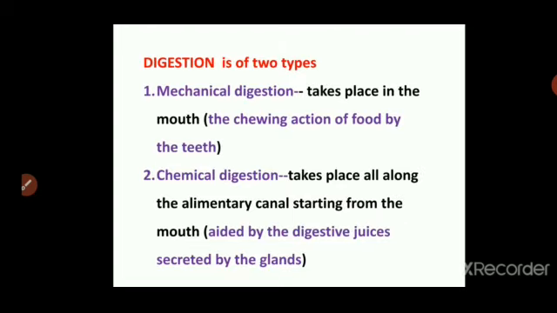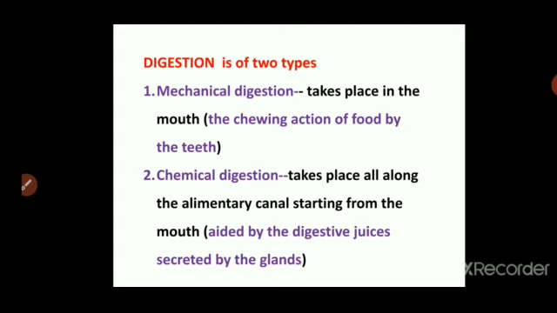Now moving further. The digestion process is divided into two categories. One is mechanical digestion and the other is chemical digestion. Mechanical digestion is the digestion that takes place in the mouth, that is the chewing action of the food by the teeth. Actually, we can say that the digestion of food starts right in the buccal cavity.